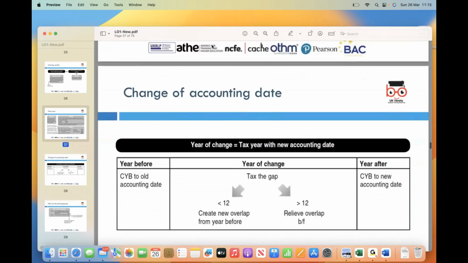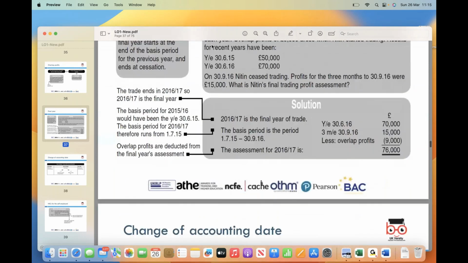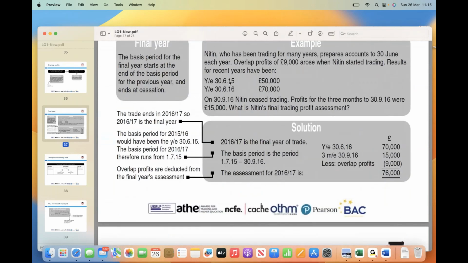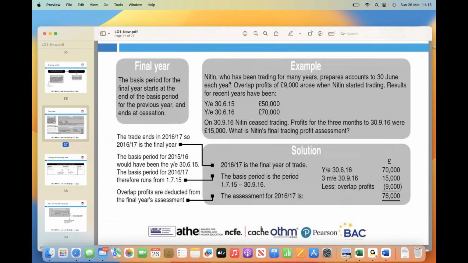So if you look at the calculation of Nathan's final trading profit, we need to determine the basis period of the final year, which in this case is 16-17. The period of 15-16 would have been the year ending on 30th of June 15, and therefore the basis period for 16-17 runs from 1st July 2015 to September 2016.